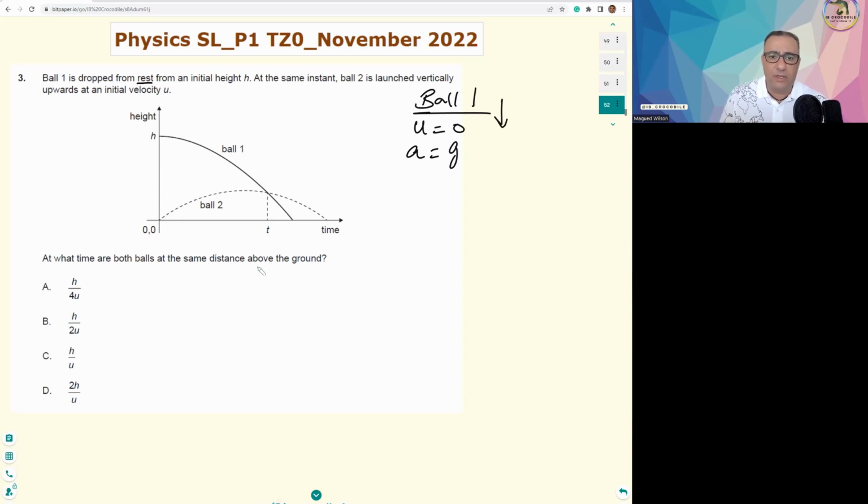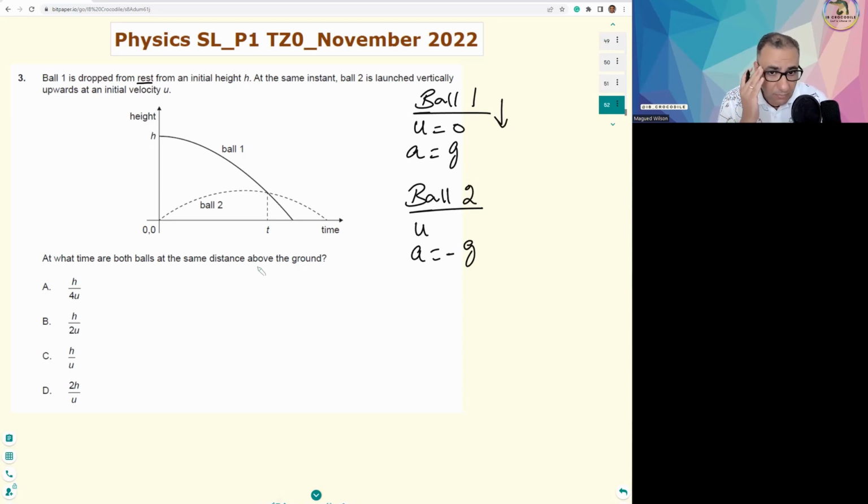Now for ball 2, it is launched vertically upwards. So the initial velocity is u, but the acceleration has to be negative g because it is launched upward against gravity. So the acceleration here is going to be negative 9.81 meters per second squared. I don't need to worry about the numbers here, I can just write it as g.